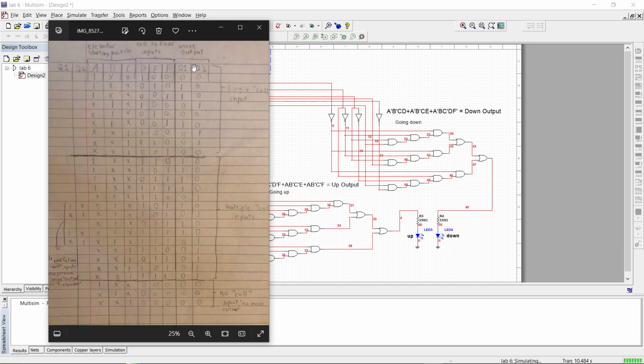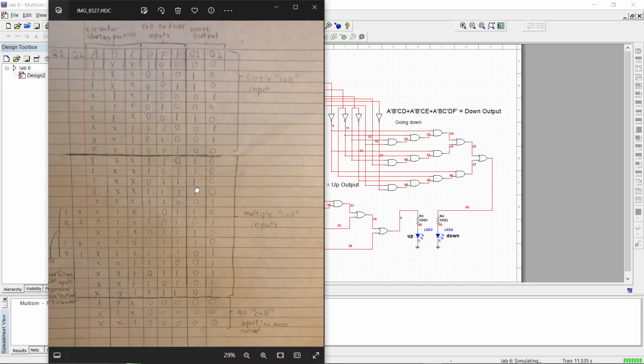Q1 and Q2 is our output 1 and output 2. This was the tiebreaker here. So you can see if it's on the middle floor and it's being called to both opposite floors, and it was already going up, then it continues to go up, and if it's down, it's going down still. Vice versa, yeah.